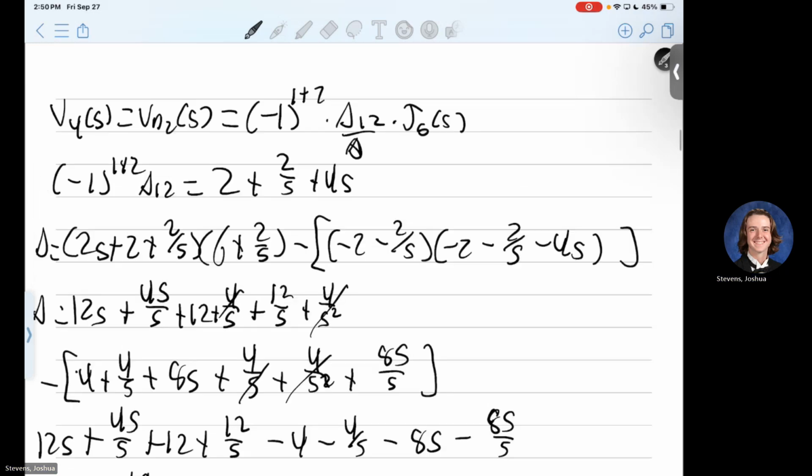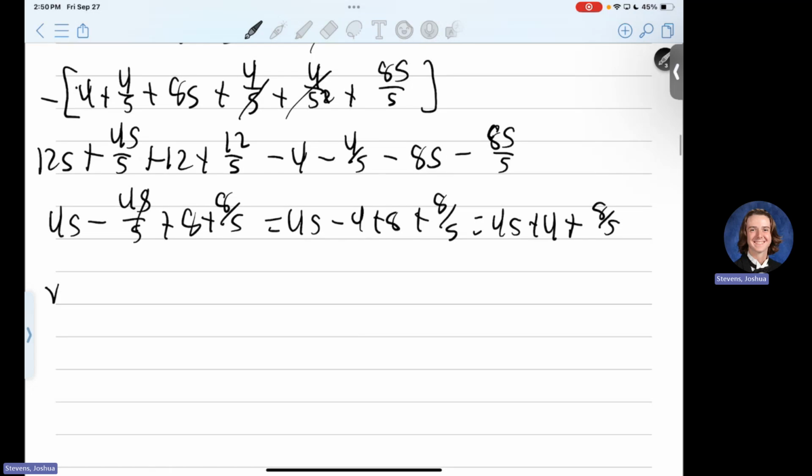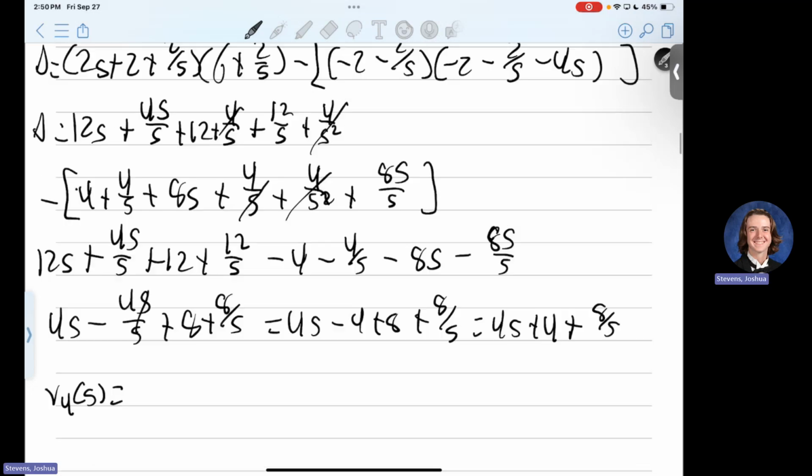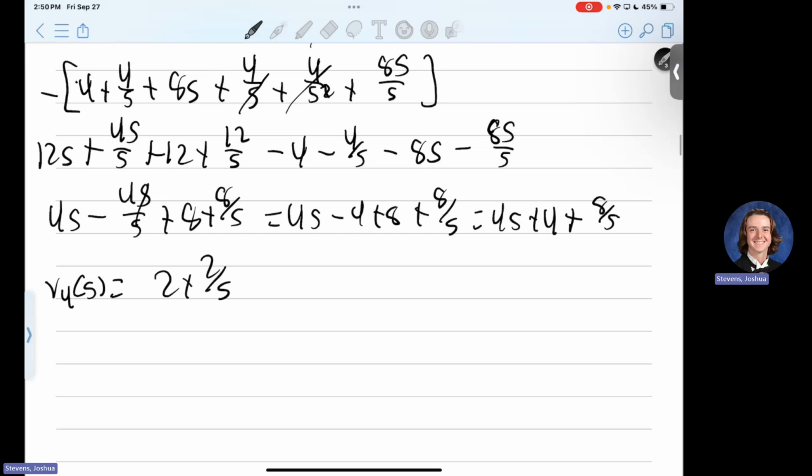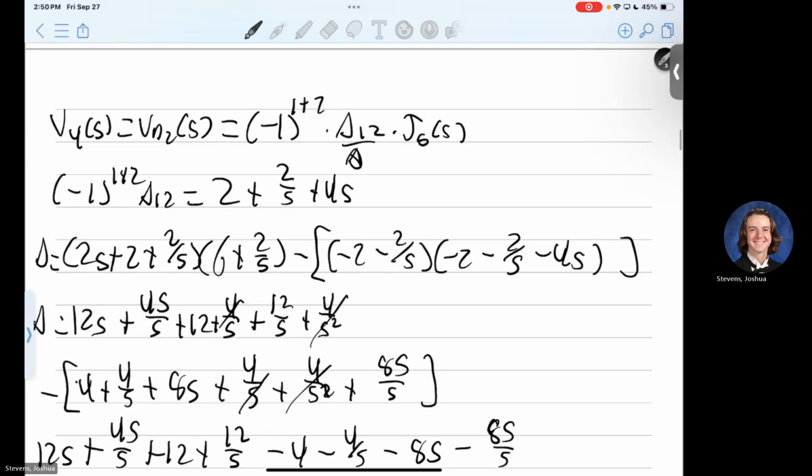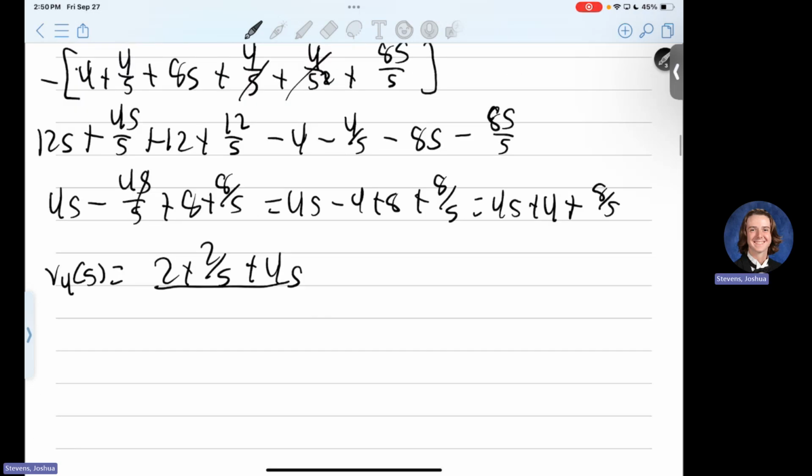So V4 of s equals the numerator, which will be 2 plus 2 over s plus 4s, all over 4s plus 4 plus 8 over s, all times JG of s. Agree?